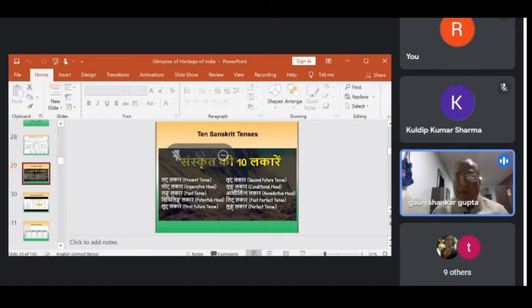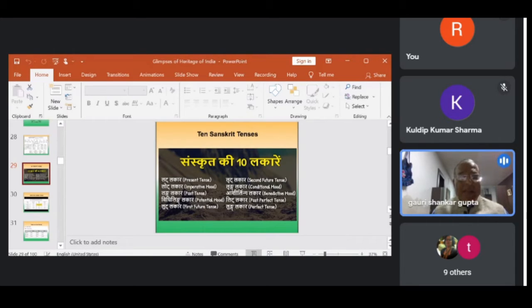Tenses which we were talking about in Sanskrit language, they are called lakar, as I mentioned. That is the word in Sanskrit for tenses, lakar. These are the 10 tenses. That is lat lakar, that is present tense. Lot lakar, that is imperative mood.